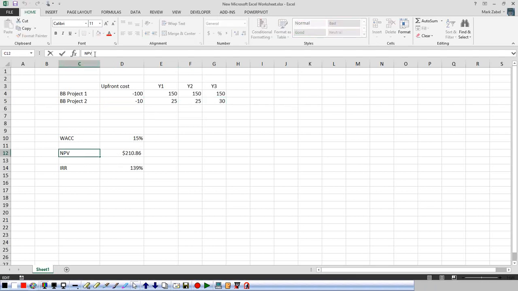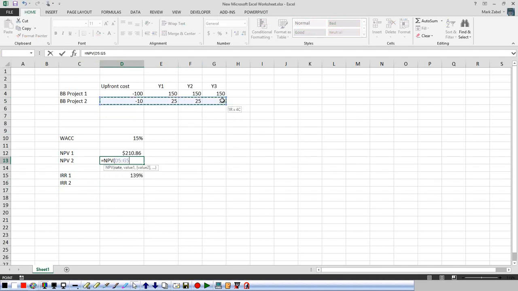So let me call this NPV1. Let me call this NPV2. Okay, and we'll move this down a little bit, and we'll call this IRR1 and IRR2. I think it'll have a higher IRR percentage. Yeah. So let's see if that's true. So that's a great guess, and let's see if that's true. Okay. So let's first of all take a look at the net present value.